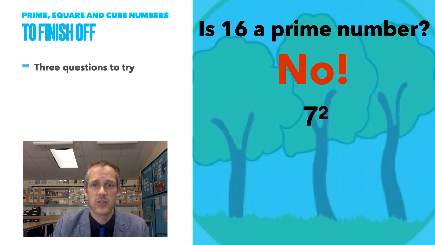The second question wanted you to square 7. So we square 7 by doing 7 times 7, which hopefully, if we know our times tables well, we would know as 49.